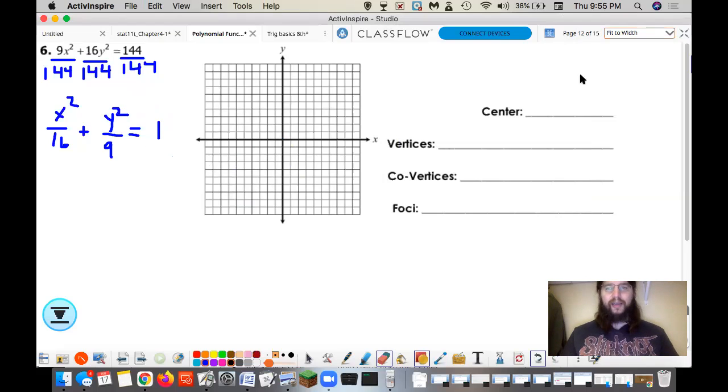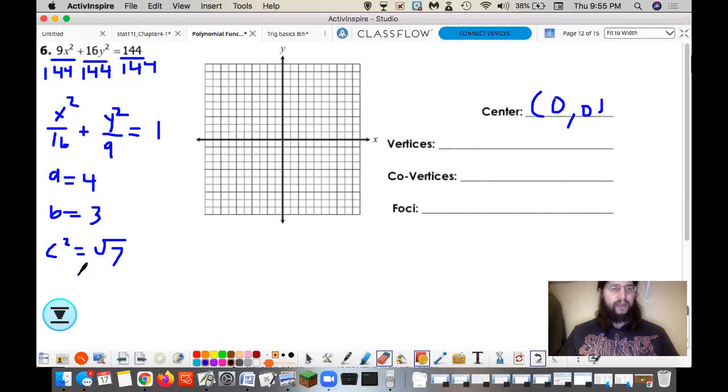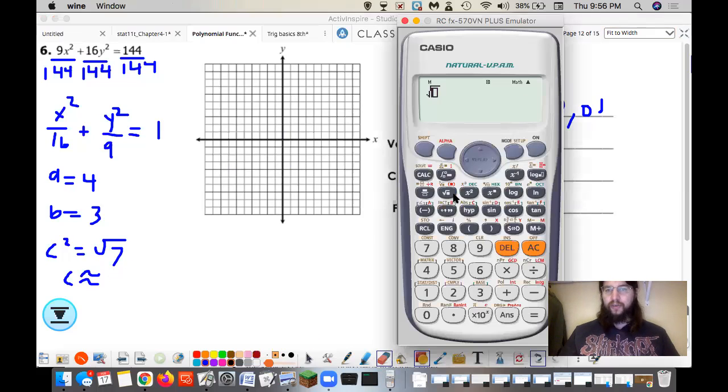So center here, hey, 0, 0, yay, we love 0, 0. 0, 0 is our favorite. A is 4, B is 3, C squared is going to be the square root of 7. So C is a little less than 3. No idea. 2.5. I don't know. Square root of 7 is about 2.6. Okay.